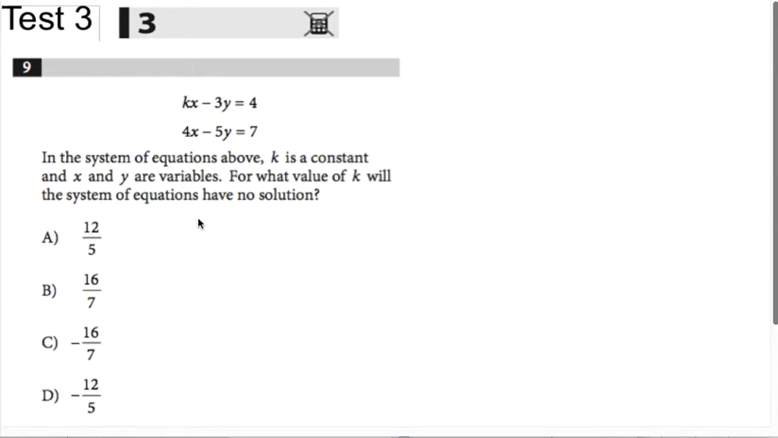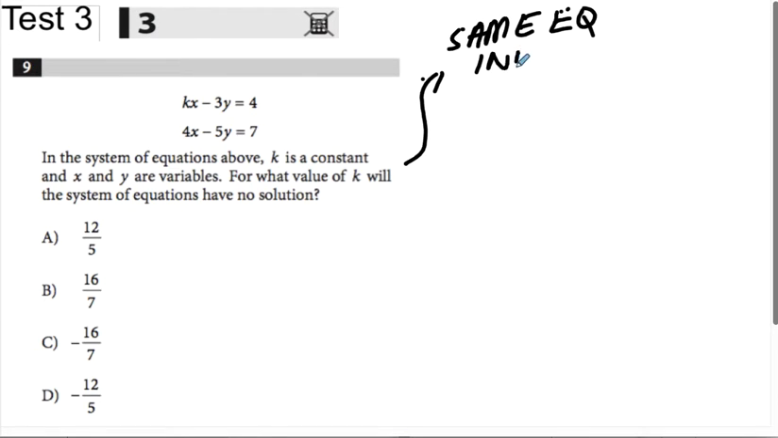Okay, so this is a little tricky, and all of these are ugly values of k, right? But basically, here's the idea. If they're the same equation, so if they're exactly the same equation, then there are infinite solutions. Okay, but if the ratio, essentially, so let me show you what I mean by that.